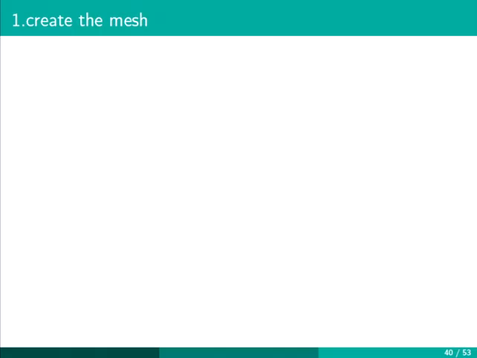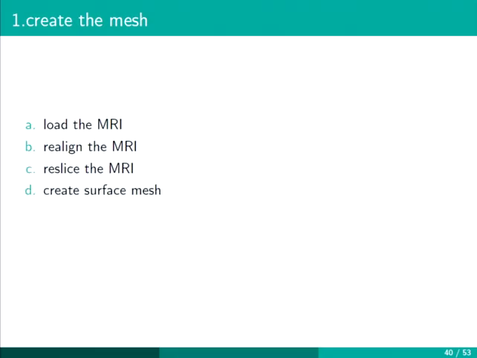So as to the first step, creating the mesh, there are some sub-steps. The mesh will be created starting from the MRI. So we have to load our MRI as a T1 image. We have to realign the MRI. We have to reslice the MRI, create surface meshes.